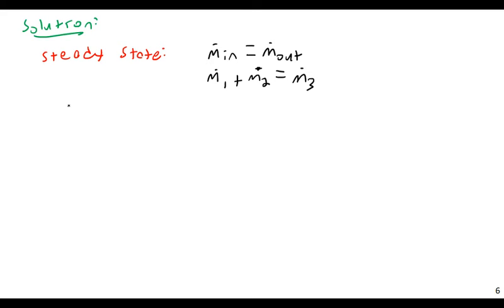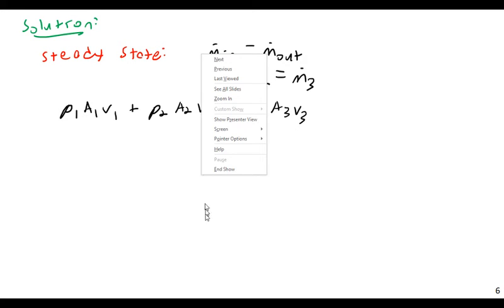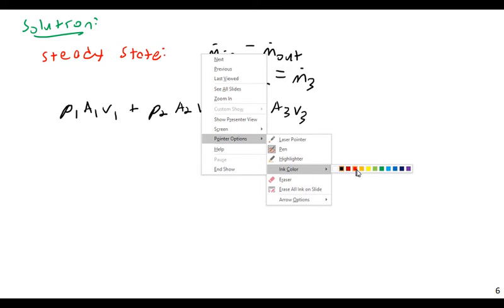And then the expression for this, just expanding this out like I did before: rho 1 A1 V1 plus rho 2 A2 V2 equals rho 3 A3 V3. Now, let me consider this for a moment, though. Notice, do you see a problem with this? I'm sorry.